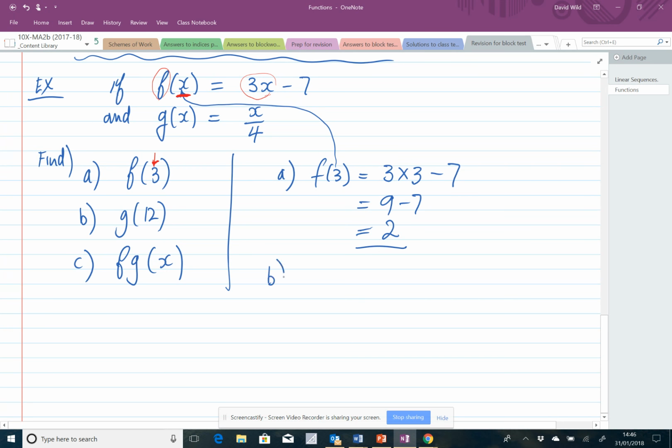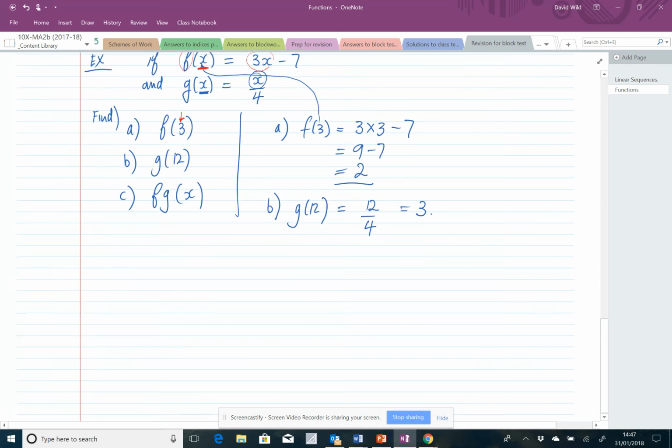Okay, part B, g of 12. This is saying that I take my function g, and the job of g at the moment is it takes in an input of x and produces its input divided by 4. So we want its input, which is 12, and we divide it by 4. 12 over 4 is 3. So g of 12 is 3.